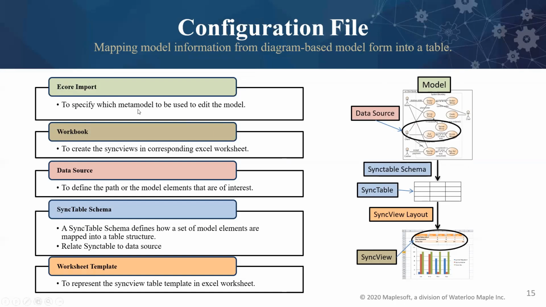So if it's Rhapsody, the eCore is going to be different, and the same thing for Capella. The next section is the workbook. This is where I control the number of worksheets I want to expose to the user. The third one is the data source.